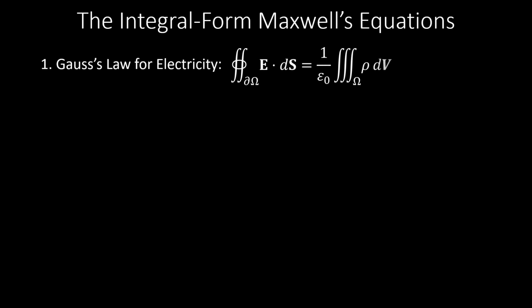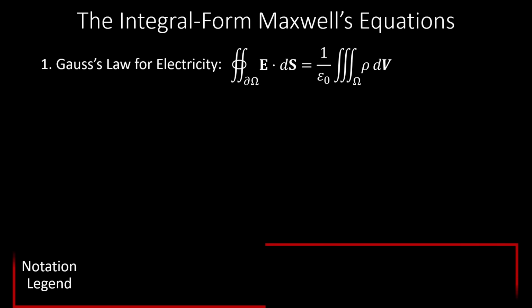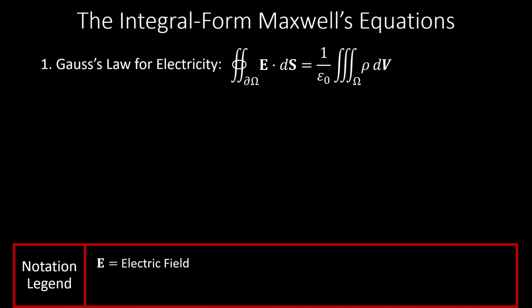Let's cover the integral form Maxwell's equations. We will list them here, starting with number 1, Gauss's law for electricity. To help make sense of these integral-like equations, we'll pull out a notation legend. So E will be our electric field. Epsilon naught in that equation is the vacuum permittivity of free space, and rho is the charge density. So in other words, this double integral over the electric field is proportional to charge density.